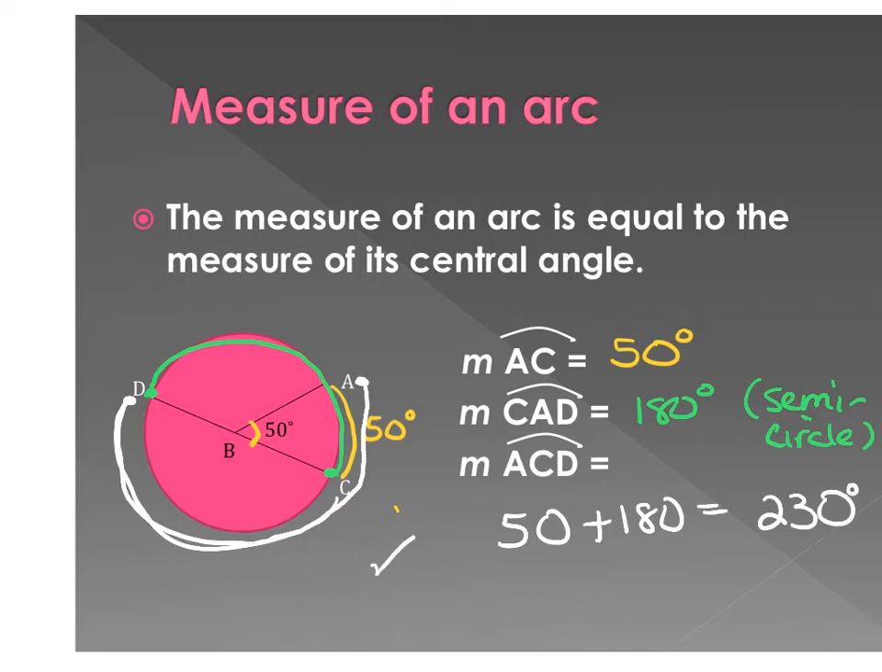So this little M here in front is indicating that it wants us to find the measure of that arc. And again, here's the symbol for arc. It's that little curve over the top of the letters. So whenever you see M and then an arc, they want you to find how big it is. They want it in degrees.